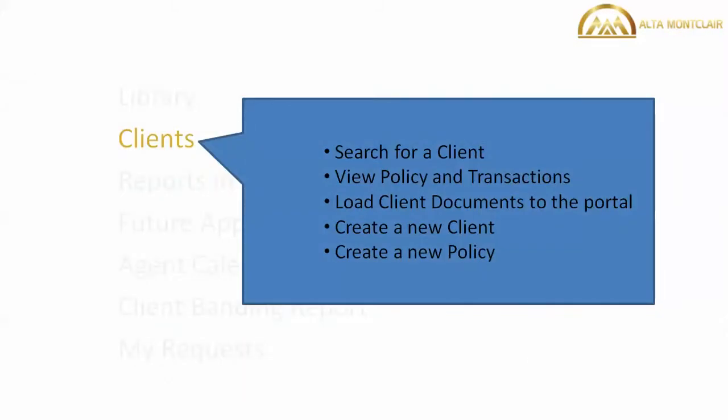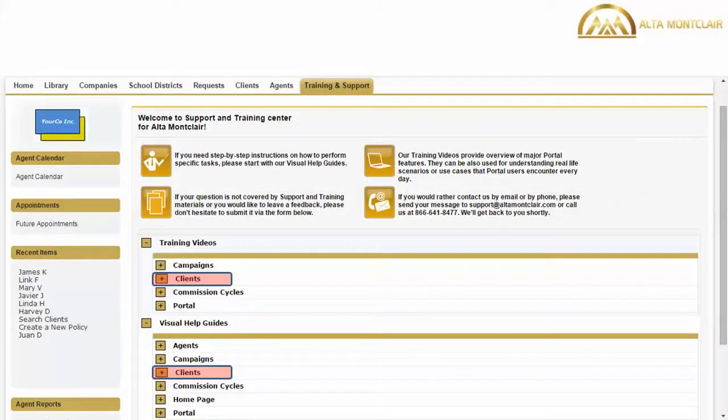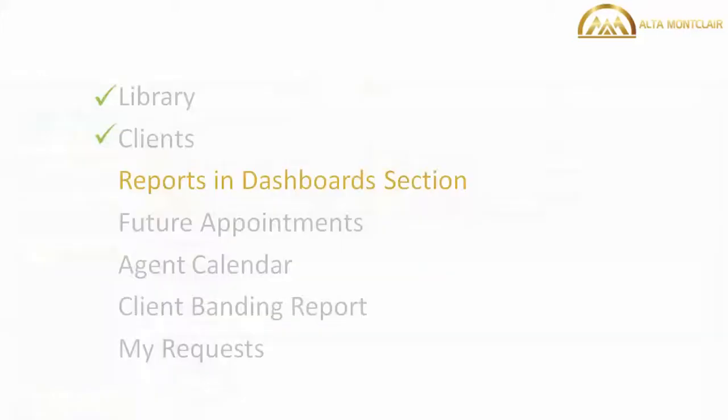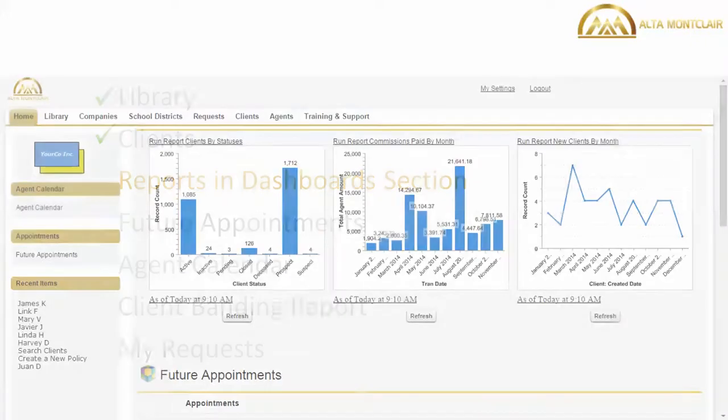That concludes all the important points in the Clients tab. There are a few additional details that I left out in this quick presentation, and you can look this up by going to the Training and Support tab and looking under Clients in both the training videos and visual help guide sections. Let's keep moving and go to the Reports and Dashboard section.